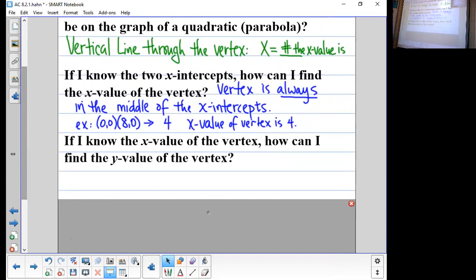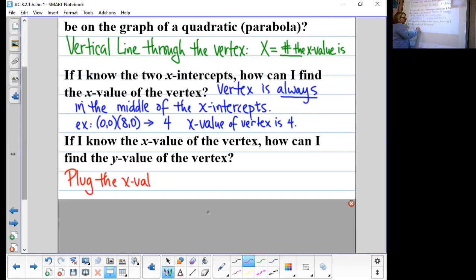Okay, well, if I know the x value of the vertex, how do I find the y value that goes with it? For most of these, you will have the equation for the quadratic. So once you know the x value, you are going to plug the x value into the equation to get the y value.